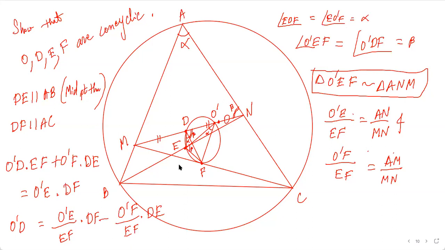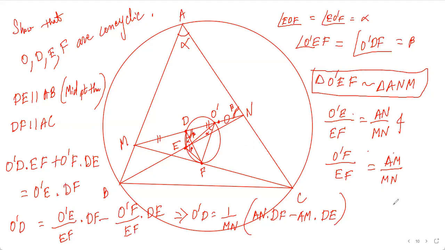Okay, now I'll replace those ratios here. So O dash D is equal to, I'll take the 1 over MN common, I'll have AN times DF minus AM times DE.